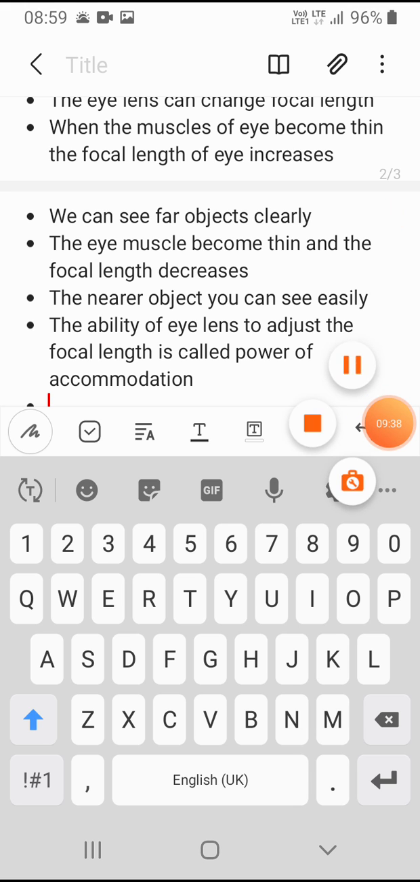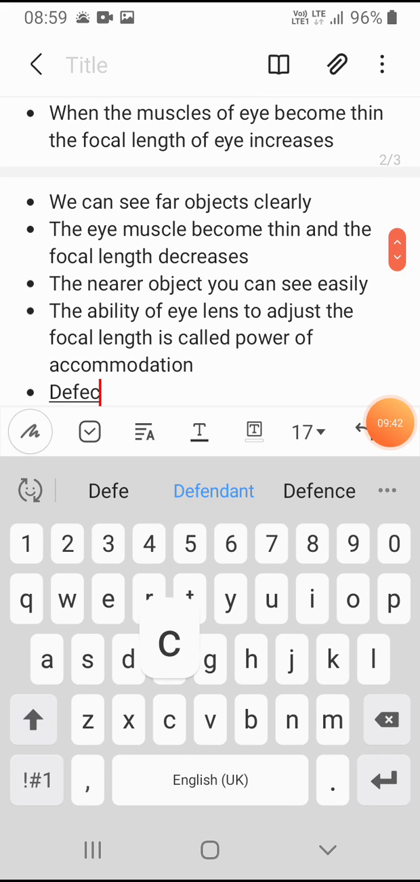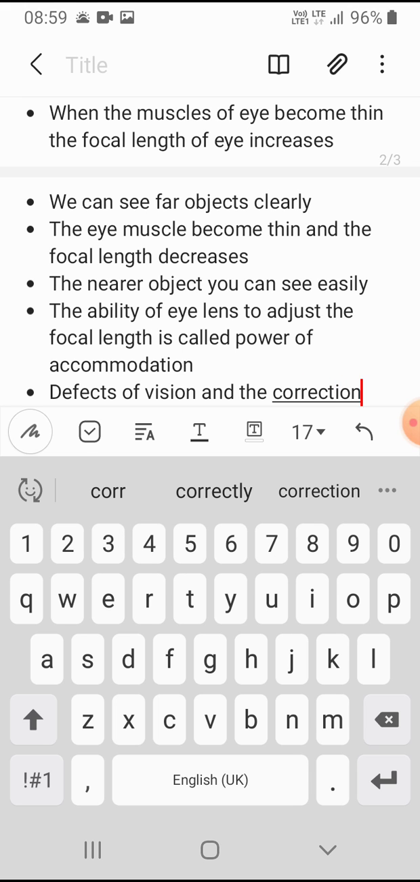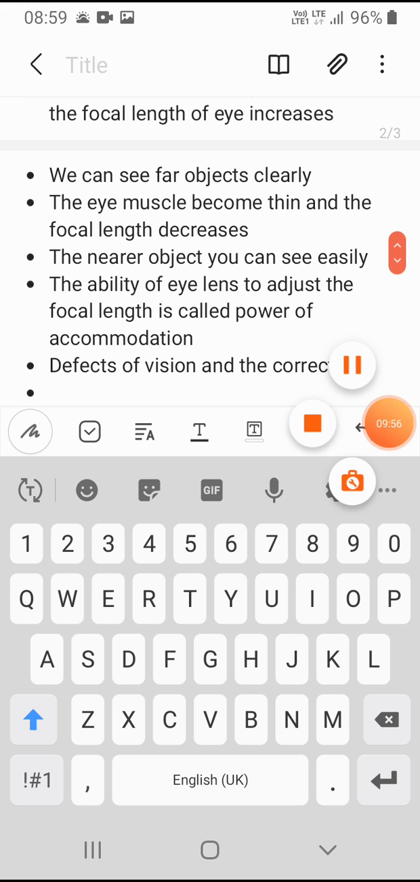They have given some examples in your textbook, you can read that. Now, defects of vision and correction. Vision means how you see. If you have some problem seeing, the eye doctor gives you specs so that you can see correctly. So that is the defect.